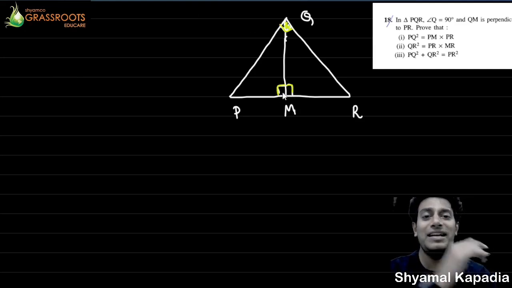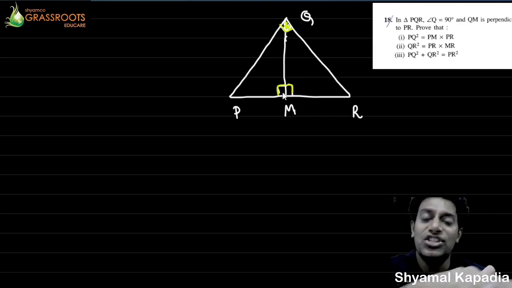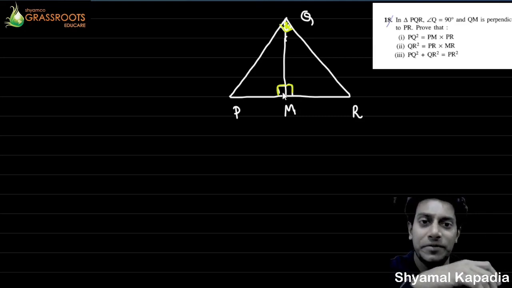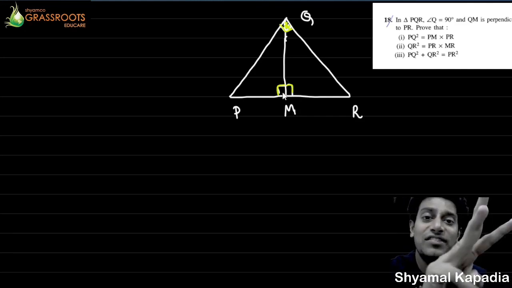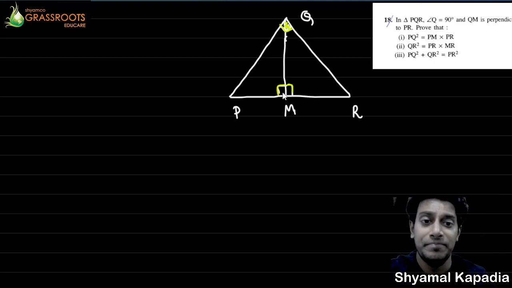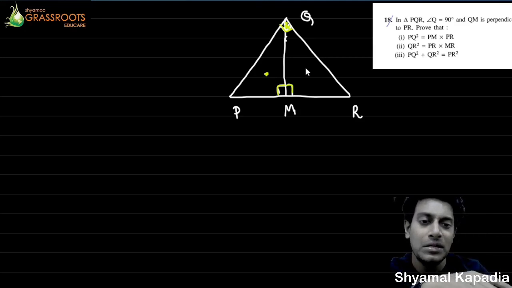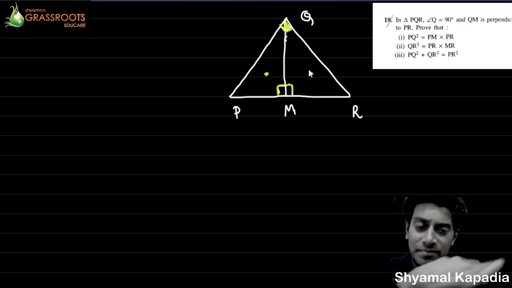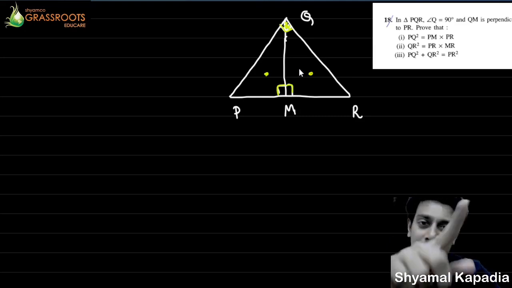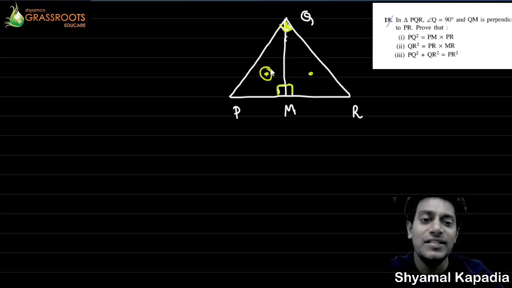My first step in any sum on similarity is, whichever triangles are similar, prove it. I can personally see 3 sets of triangles that are similar. One is the left side small triangle PMQ and the entire triangle PQR. I can prove it. Second is the right side triangle and the entire triangle PQR. And the third set is that these two small triangles are similar. So I am going to prove 3 sets of triangles similar. So let's begin the show.